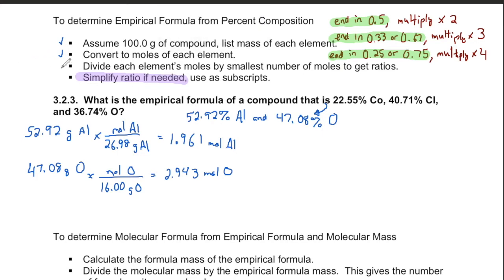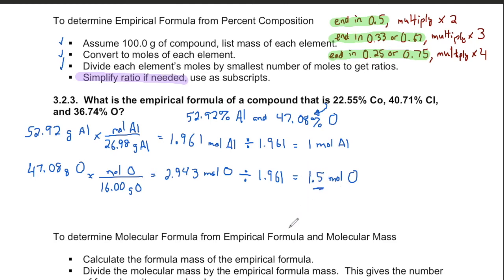So the next step is to divide the moles by the smallest number of moles. Because if we divide these numbers by 1.961, at least we know we'll get one whole number. So that makes this 1 mole of aluminum, so we got a whole number there. And then we have to do the same thing to every element in the substance. When we do the second one, we don't get a whole number for oxygen, we get 1.5.